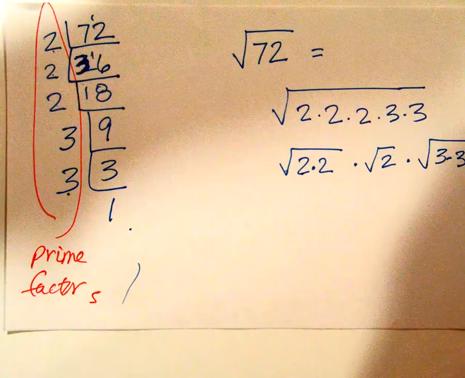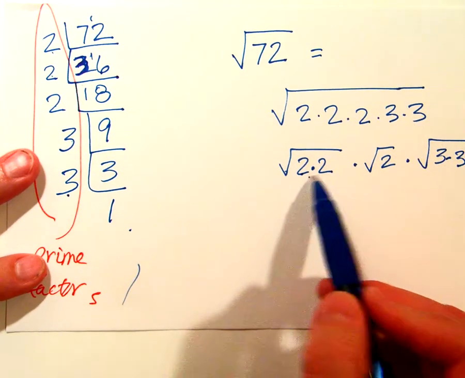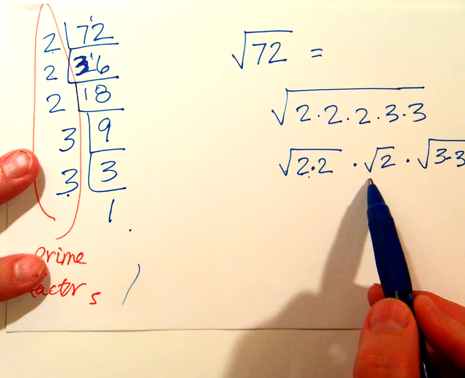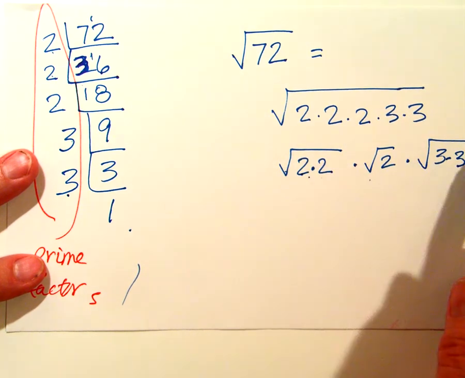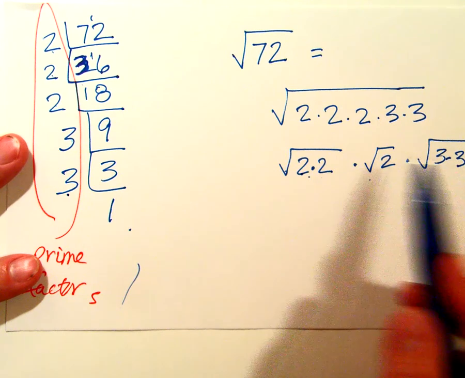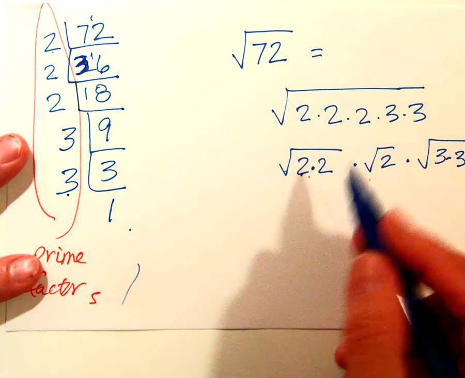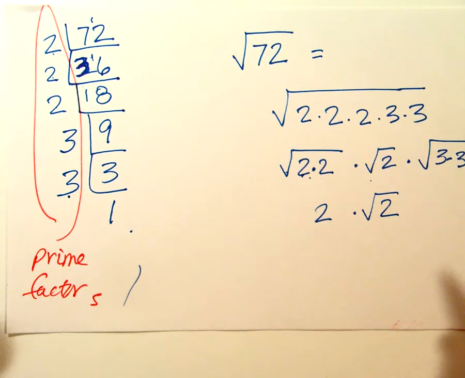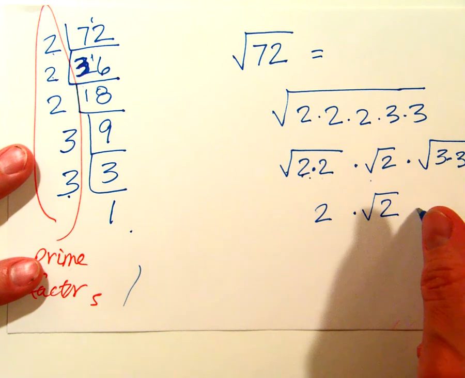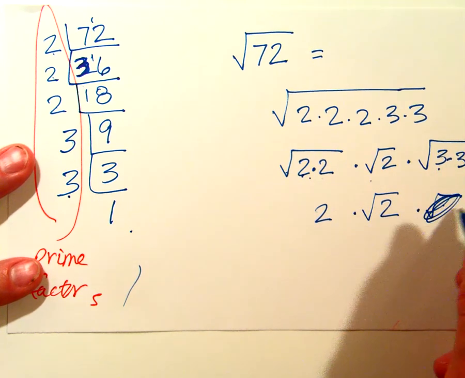Now what am I doing here? I've put them into nice little happy couples and the lonely only. So the happy couple of 2's is here under the radical house. The happy couple of 3's is here under the radical house. What's the square root of 2 times 2? Well, you take 2, you square it, and you unsquare it. It's 2. The square root of 2 is just the square root of 2. There's no perfect square. 3 squared unsquared is 3.